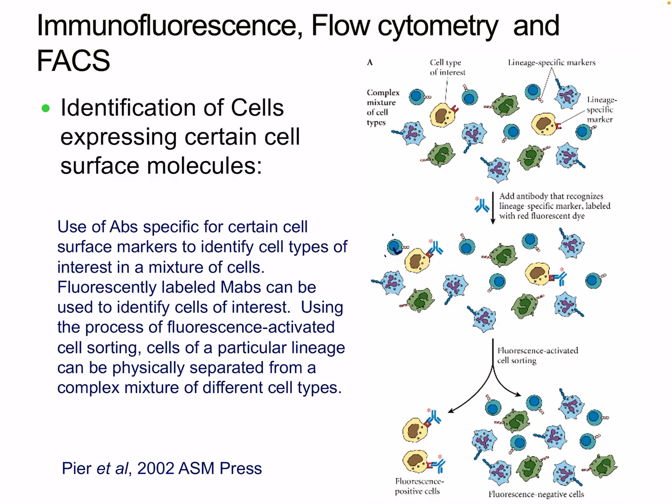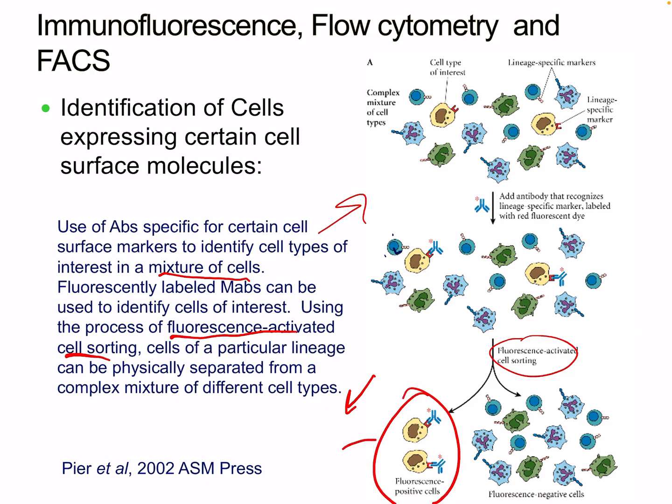So this is the identification of cells expressing certain cell surface molecules, using antibodies specific for certain cell surface molecules to identify cell types of interest in a mixture of cells. This is what we're seeing in this figure. Fluorescently labeled monoclonal antibodies can be used to identify cells of interest. Using the process of fluorescence activated cell sorting, cells of a particular lineage can be physically separated from a complex mixture of different cells. So essentially similar to what we talked about earlier with fluorescence, but now in flow cytometry, we're sorting them. Here are positive cells, these will be sorted away, and these will be sorted in another way.